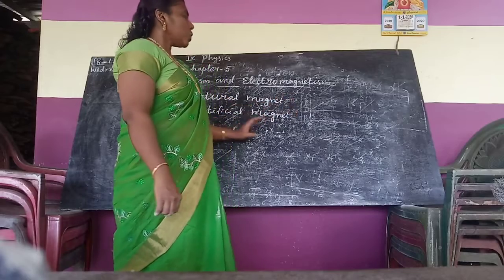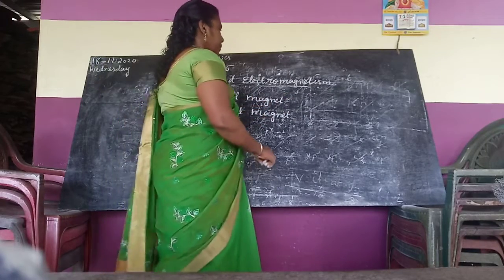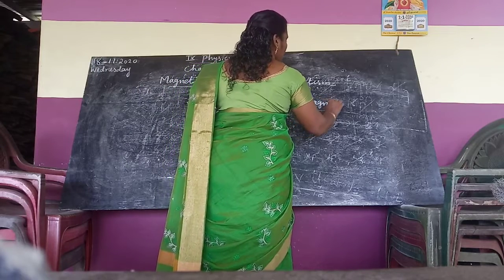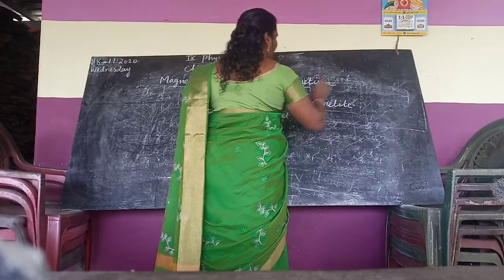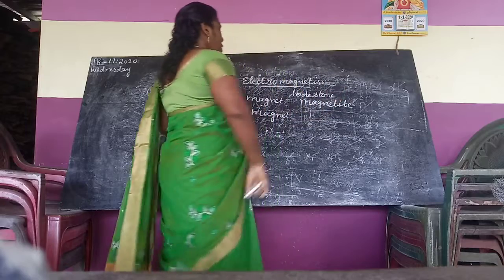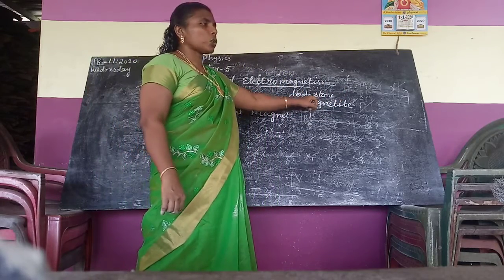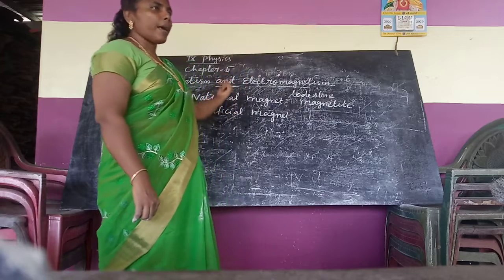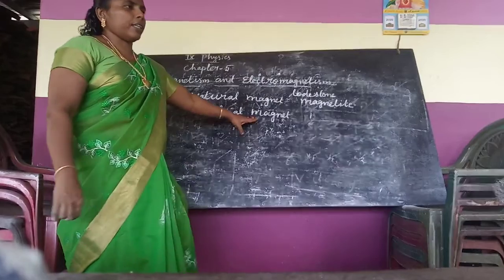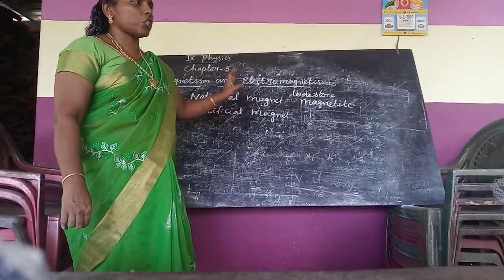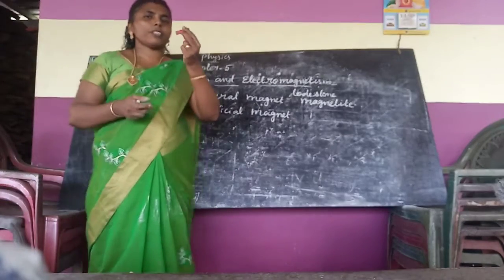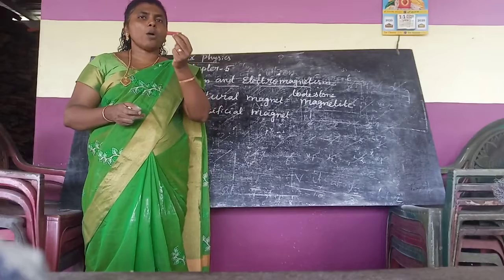Always permanent. A strong natural magnet is, what is that? Lodestone, magnetite. A strong natural magnet is lodestone magnetite. Then we can see the artificial magnet. Nowadays, artificial magnets are also available from the shop. This is one of the artificial magnets. We will call this a bar magnet.